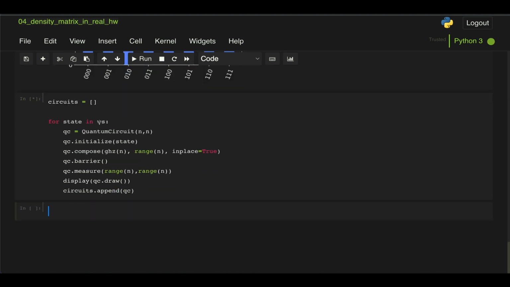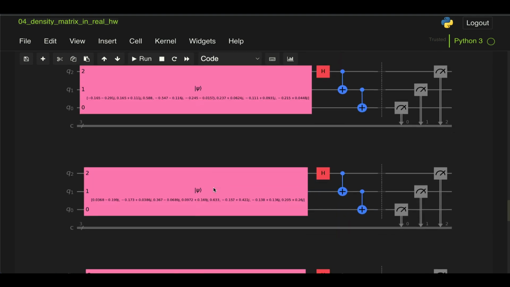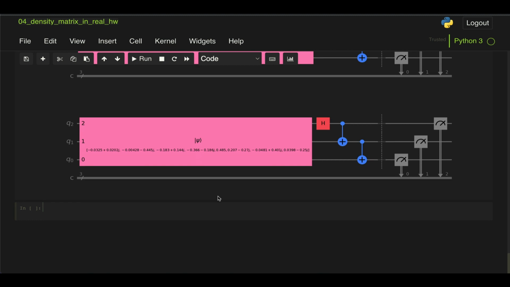So if we execute this, we can see here that we have our circuit initializing the state psi 0 and then running it through the circuit we're interested in and performing measurements. Then this will be psi 1, psi 2, psi 3, psi 4, psi 5, psi 6, psi 7. So from 0 to 7, we have a total of 8 circuits because our density matrix is an 8 by 8 matrix, and when we perform the spectral decomposition, we're going to have a total of 8 different possible states in that decomposition.